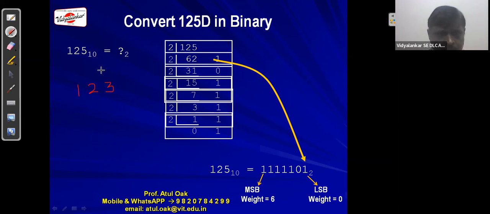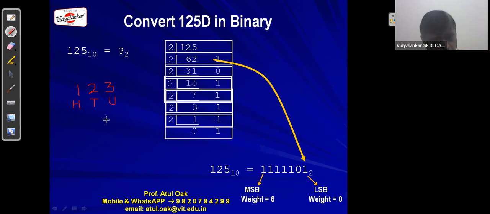This particular place is called units place, this is called tens place, and this is called hundreds place. Everybody knows this. Can you tell me why it is called units place? Because its value is 1.